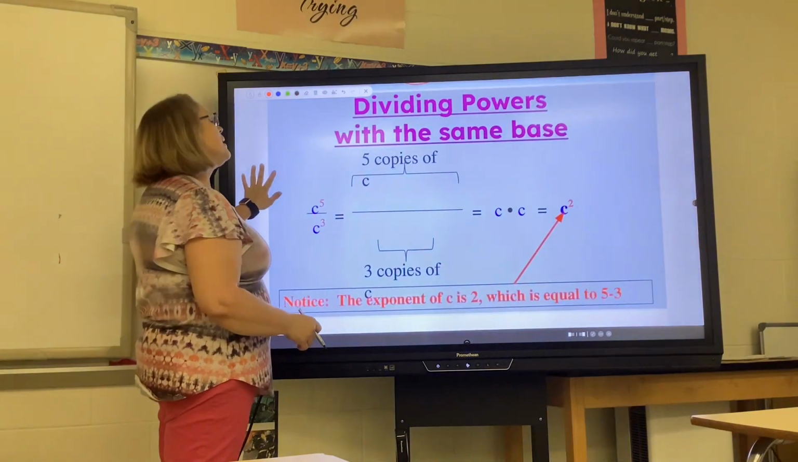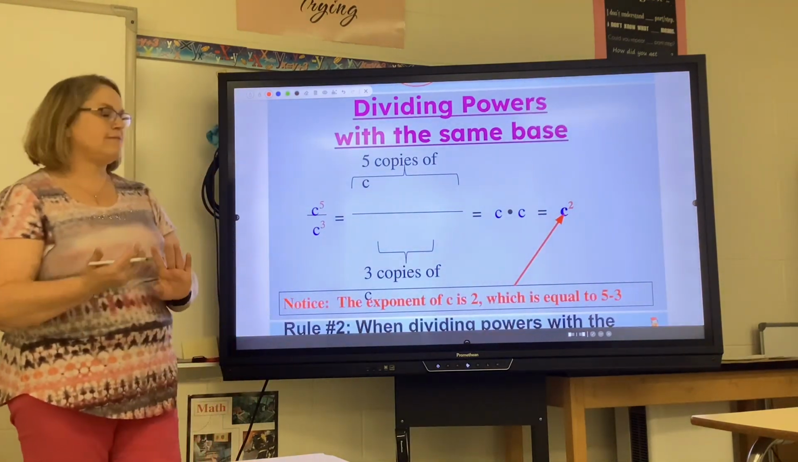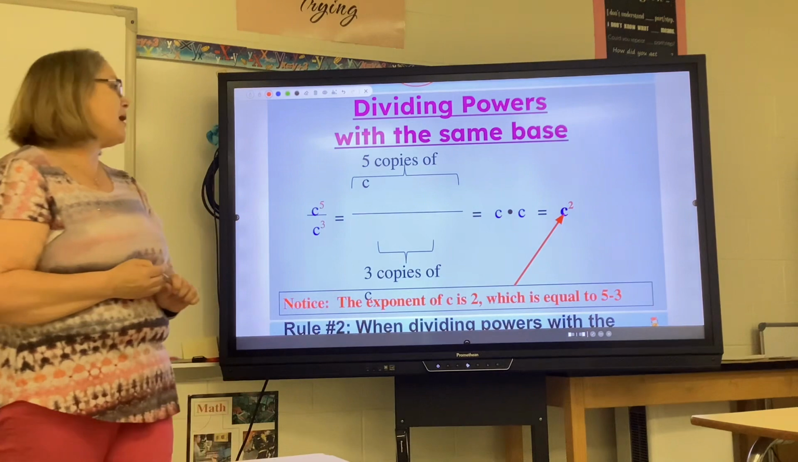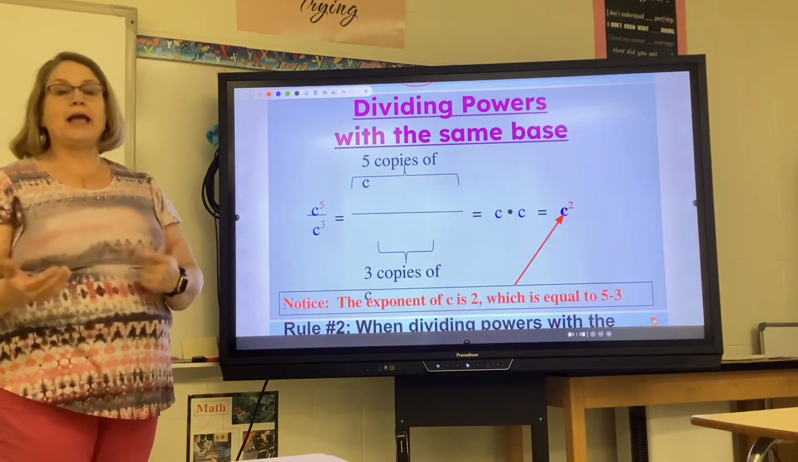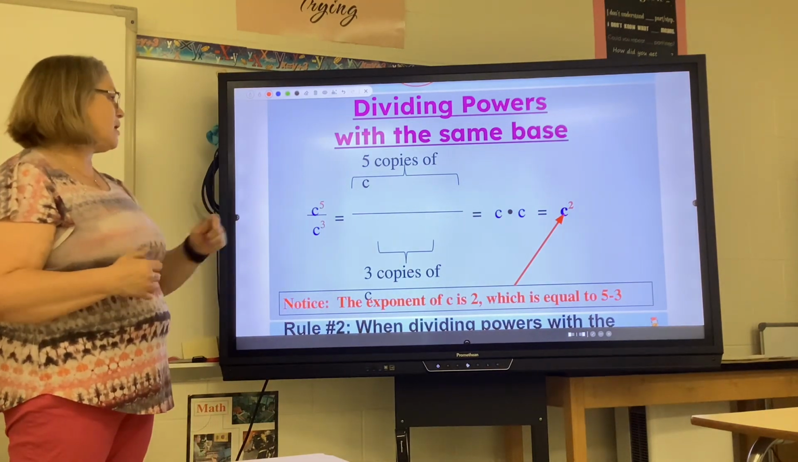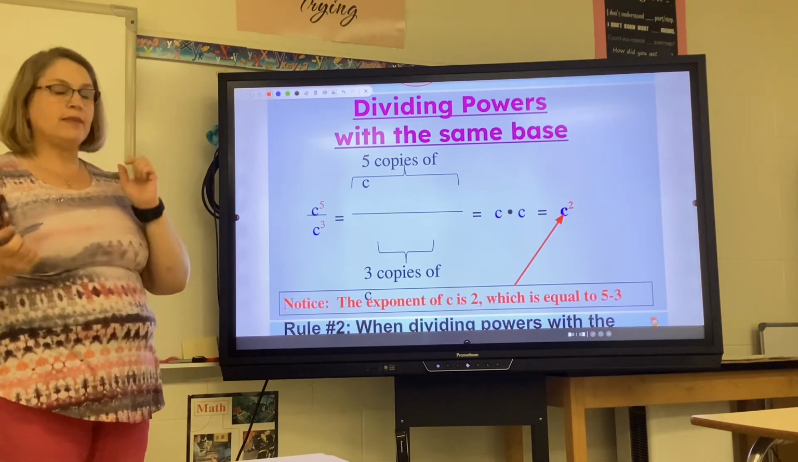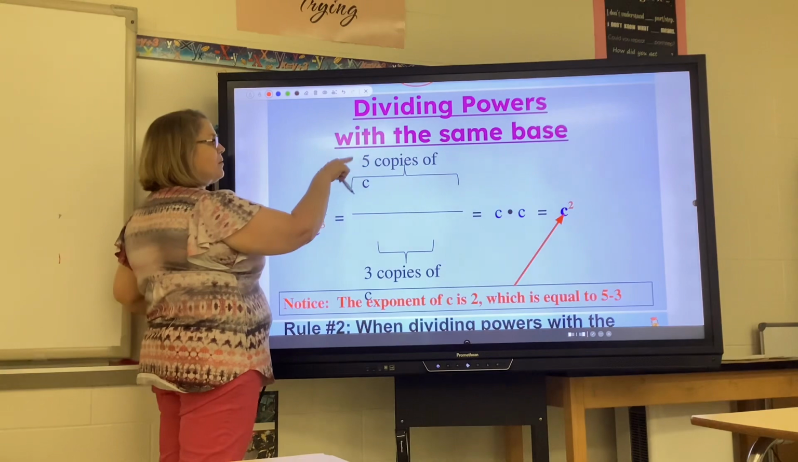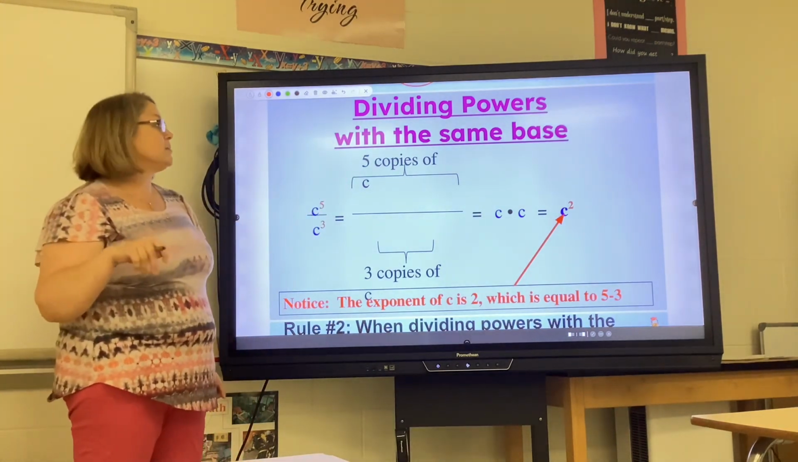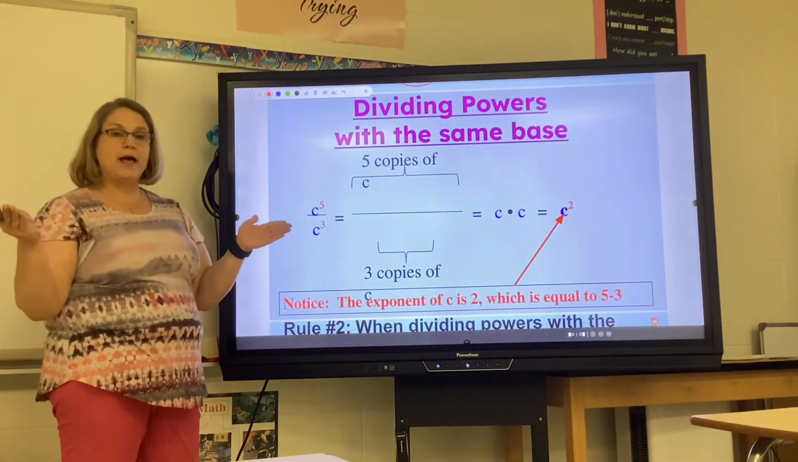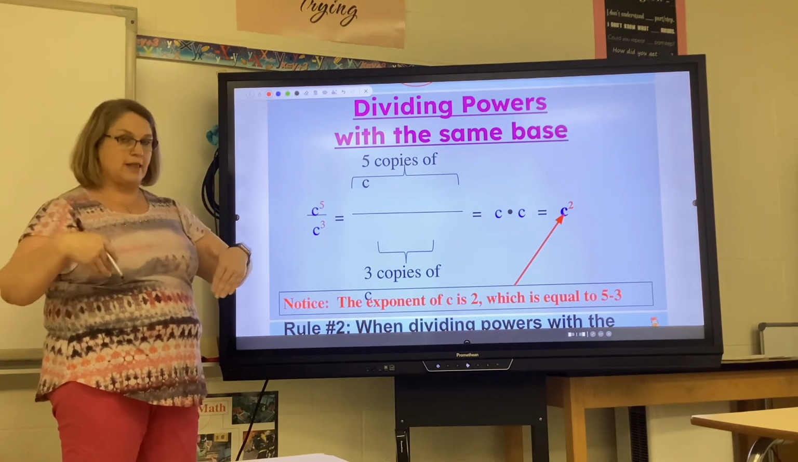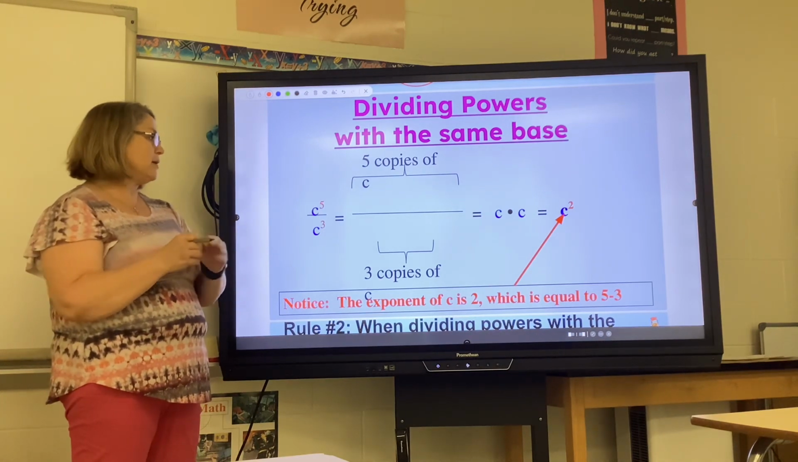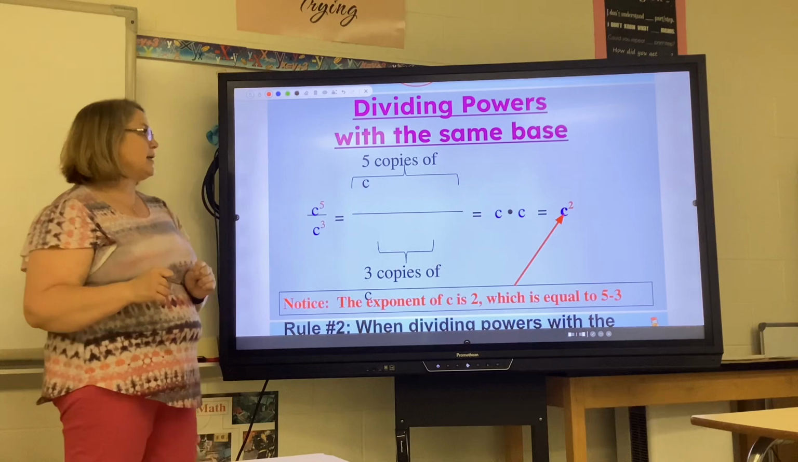Okay. Class, go ahead and find your notes that says dividing powers with the same base. And we're going to go ahead and start doing the math. I already got part of it written, but we're going to go ahead and do this. So when you're dividing powers, we're going to do the same thing. We're going to break it down, but we're going to break down the numerator and the denominator and then put them back together. So when we get done, we're going to get c squared.